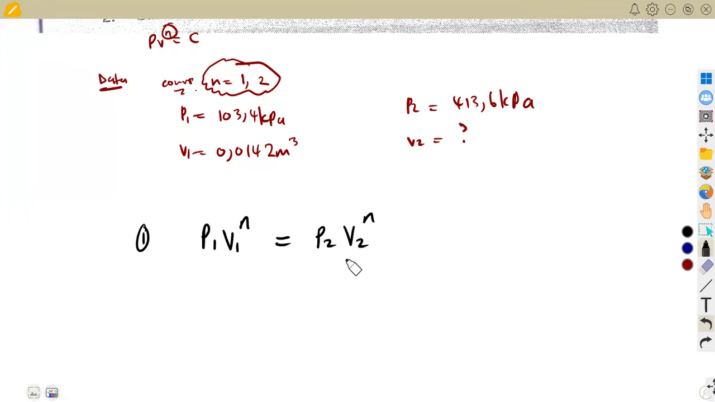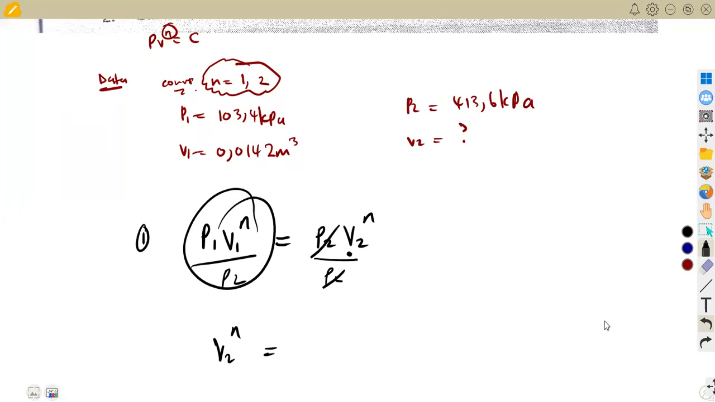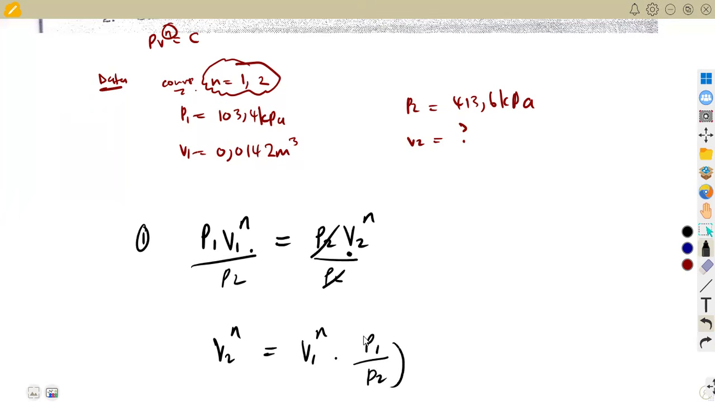So we need V2. We can make V2 the subject. How? We can divide by P2. Pay attention here. This will be V2 to the exponent of n, which is equal to V1 to the exponent of n, times, separating the pressures aside, P1 over P2. It's the same thing: P1 over P2 times V1 to the exponent of n.